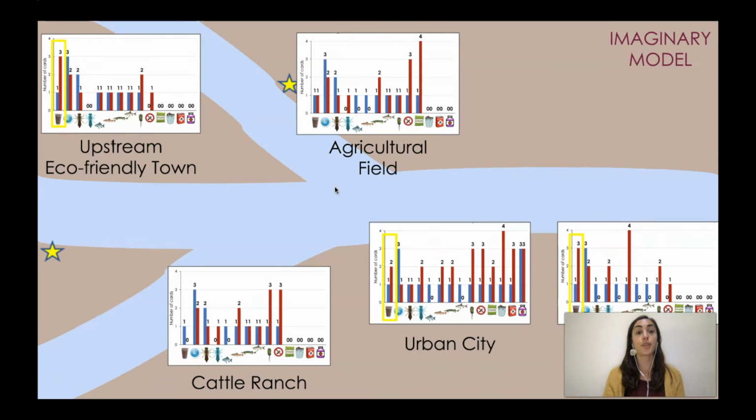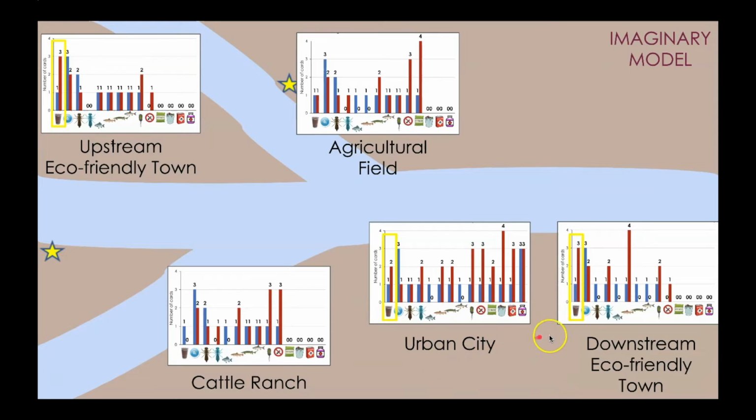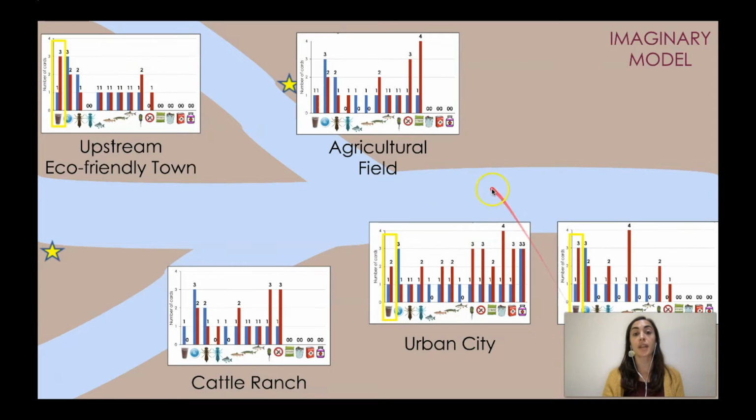So we're going to start with the turbidity. As you can see here, I highlighted in yellow the places where turbidity increased, so it has changed for the worse, if you will. The upstream eco-friendly town has definitely increased, from 1 to 3. Another place that has increased is the urban city, from 1 to 2. Then the downstream eco-friendly town has gone from 1 to 3. In the other 2 places, the agricultural field has either not increased or decreased, and the coral range has actually decreased. Interesting.